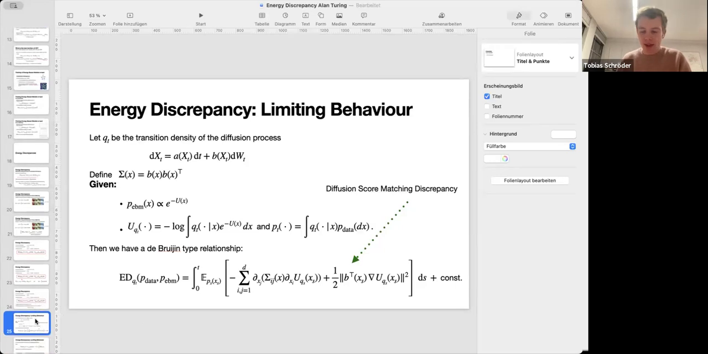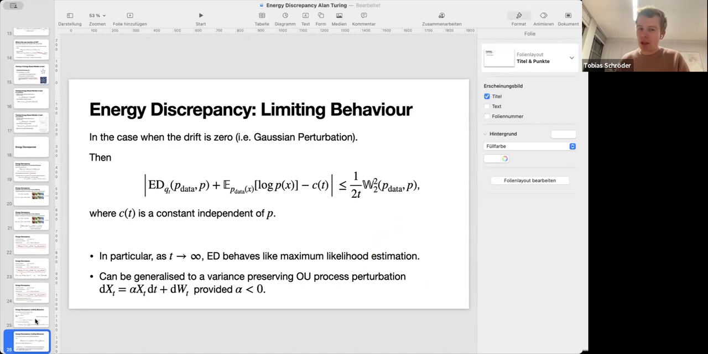I think the more interesting relationship you get is when you now take this time parameter to infinity. Because in the case when our drift term is, sorry, that's actually not quite right. In the case when our diffusion term is just an identity, so we just have a Brownian diffusion, we can show that this energy discrepancy converges to maximum likelihood estimation as you increase time to infinity.